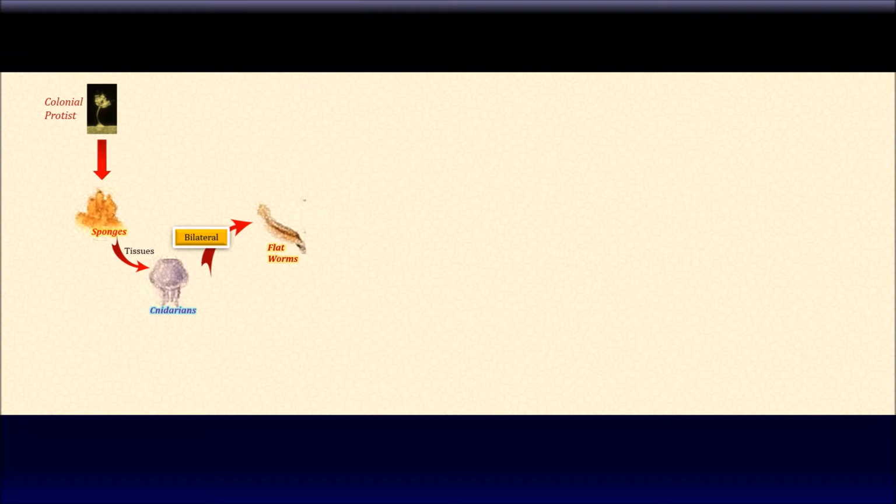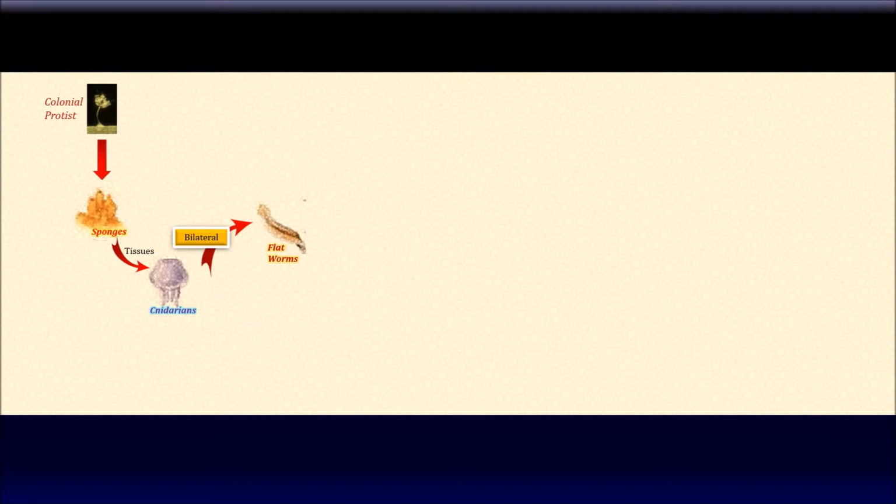And sponges were doing just fine for a long time, and some of them survive to this day. But somewhere along the line, an evolutionary breakthrough occurred, that is, the development of tissues. The development of tissues gave rise to the cnidarians, the jellyfish, and a host of his cousins. And of course, some of these living things still survive, but some of them then evolved bilateral symmetry.